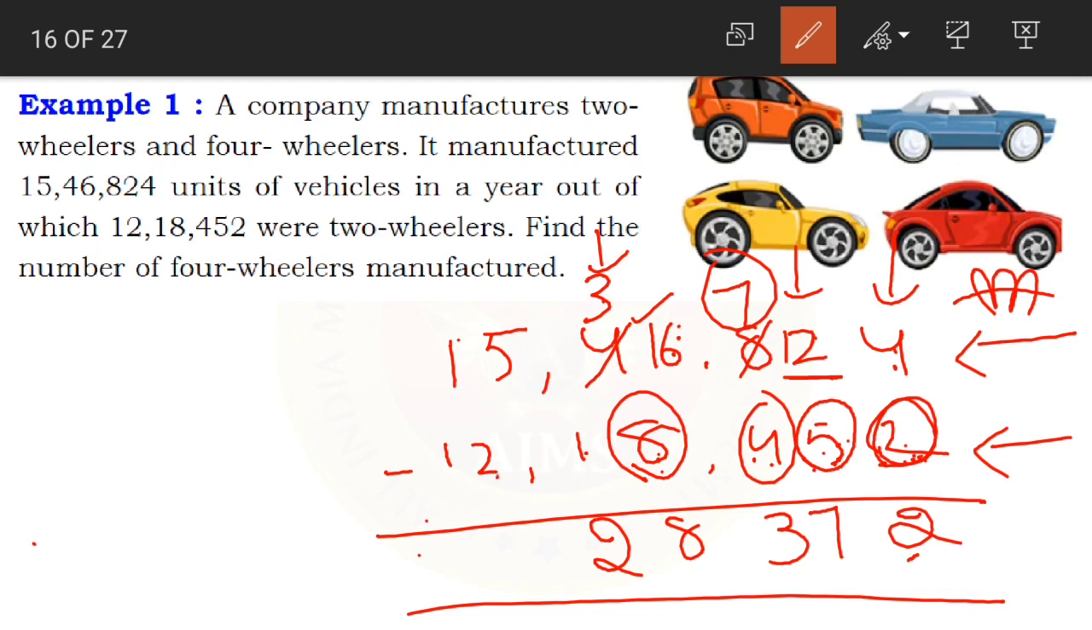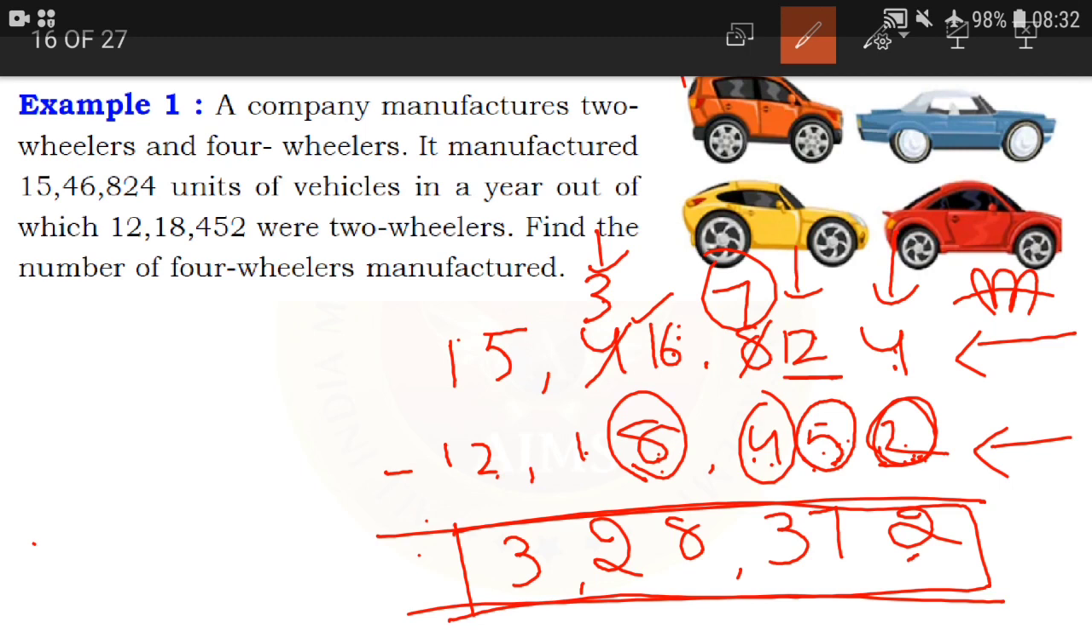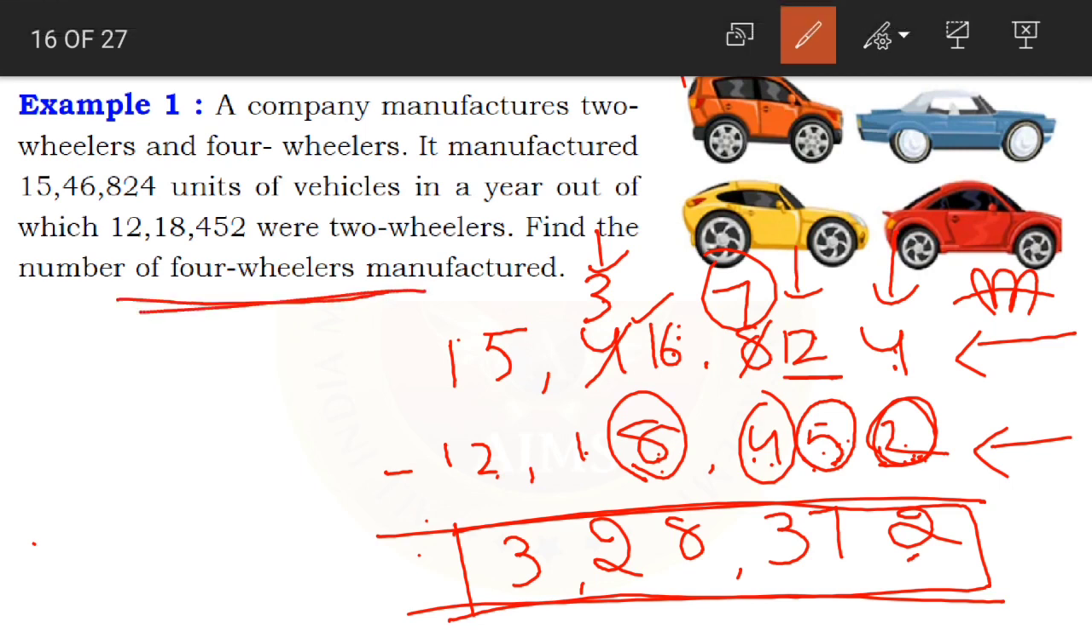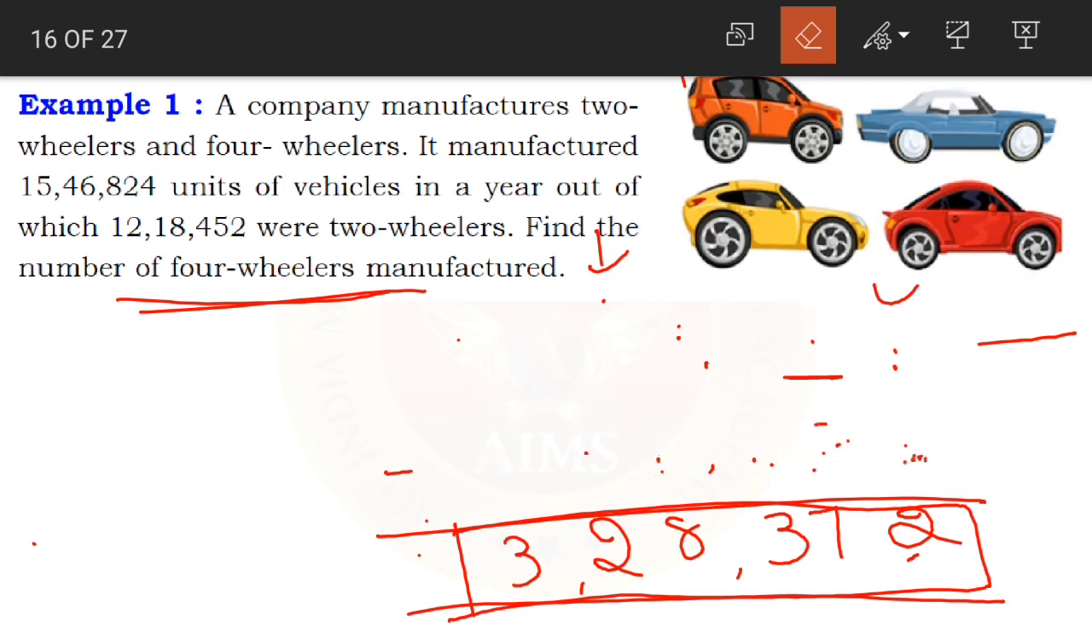5 minus 2. We know that 5 minus 2 is 3 and 1 minus 1 is 0. Now what is our answer, children? 3,28,372. What is this? This is the total number of four-wheelers manufactured. So how to write the answer here? Wait a minute, let me erase this. Yeah. How to write it?